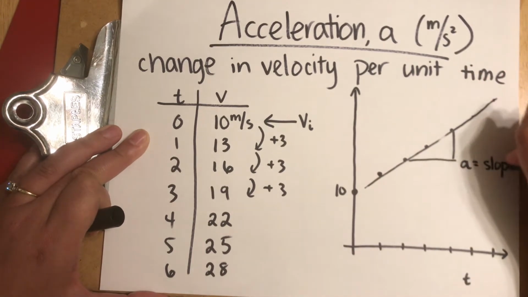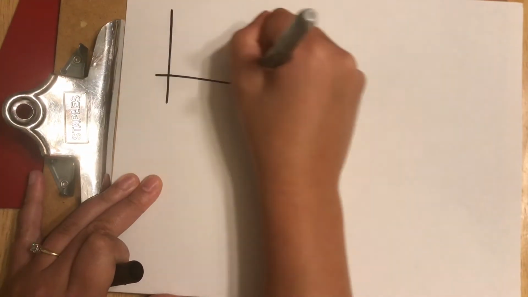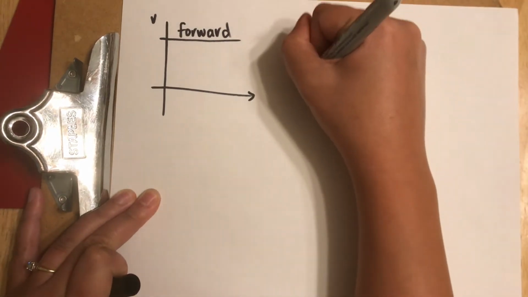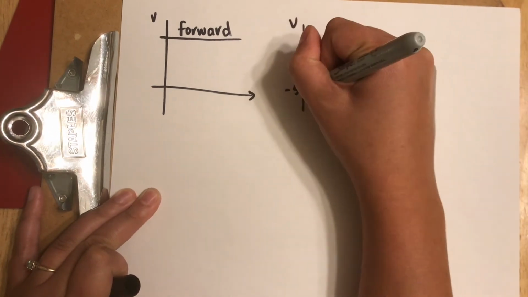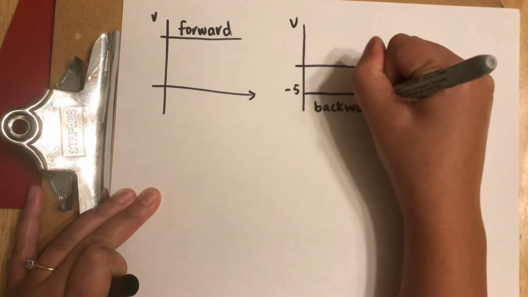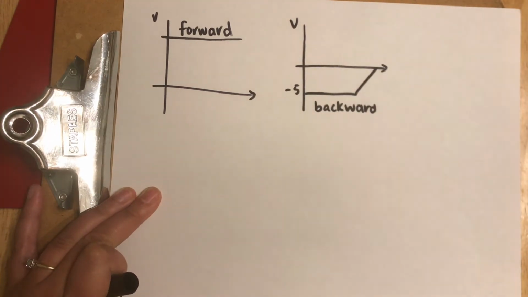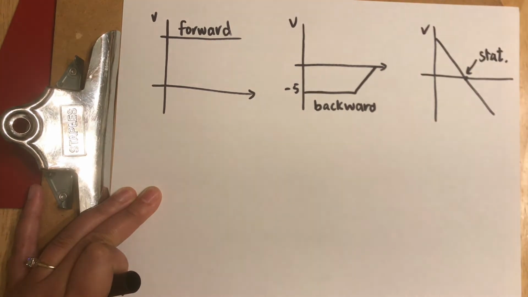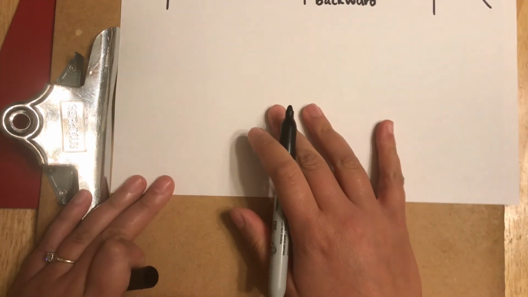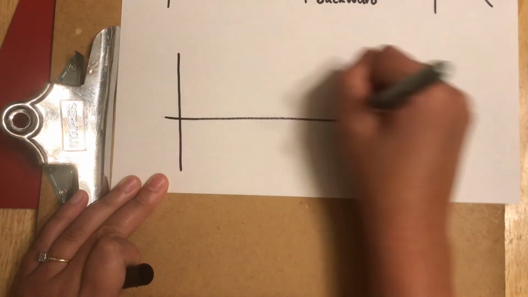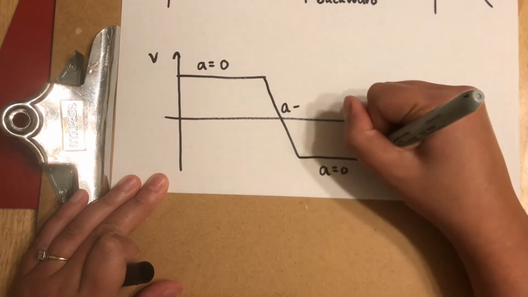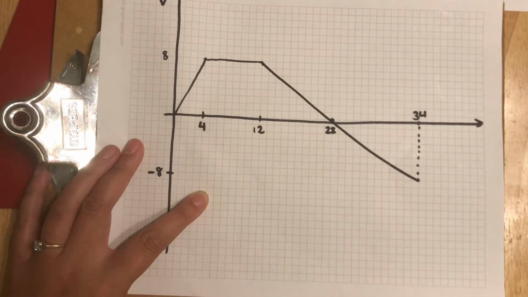In this case, we'd take any 2 points along that line and calculate slope. Now let's talk about what this graph means. If I have a forward velocity, that means my graph is above the x-axis. But any negative velocity, no matter what shape it's making, as long as it's below the x-axis, that means you're going backward. Finally, any point that's on the x-axis means your object is stationary. The accelerations can be read off this graph, sure, by calculating slope, but I can see very quickly where it's positive, negative, or zero acceleration.